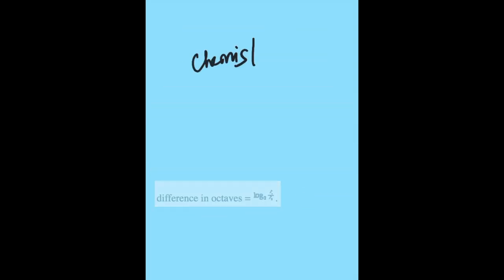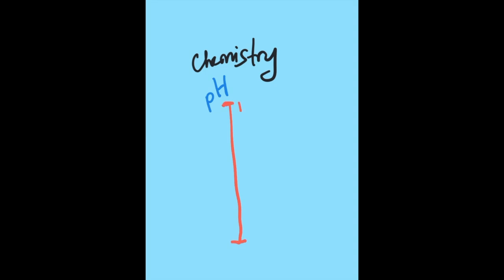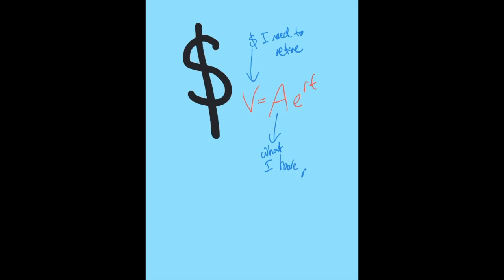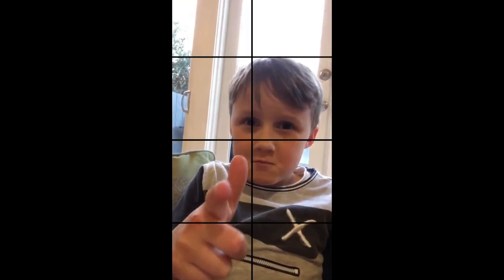In chemistry, measurement of pH is on a logarithmic scale based on the number of hydrogen ions. And in finance, you need a logarithmic scale to show significant changes in stock prices. And I need logs to figure out how much longer I need to save in order to have enough money to retire. Logs are awesome.